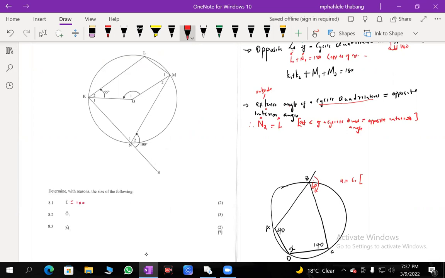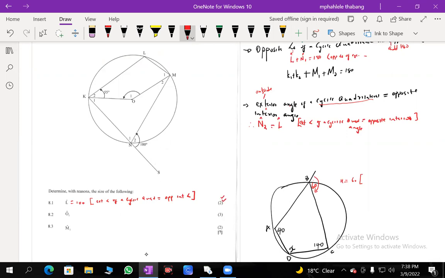They say you must also state the reason. The exterior angle of a cyclic quad is equal to the opposite interior angle of a cyclic quad. True, I'm giving you these 2 marks.